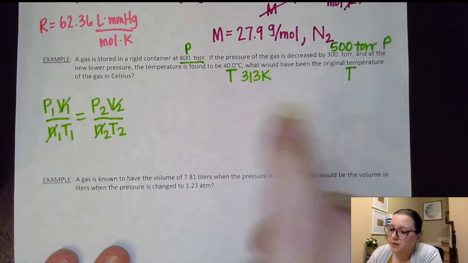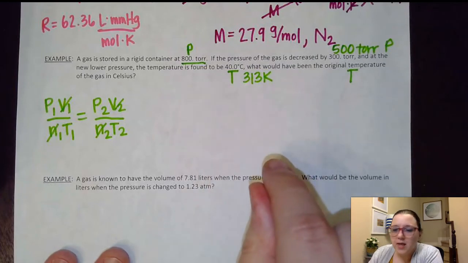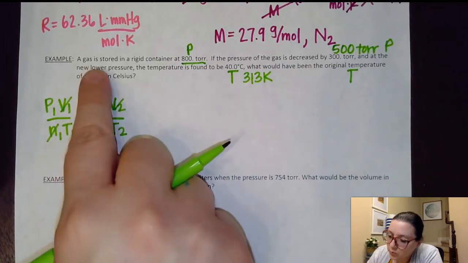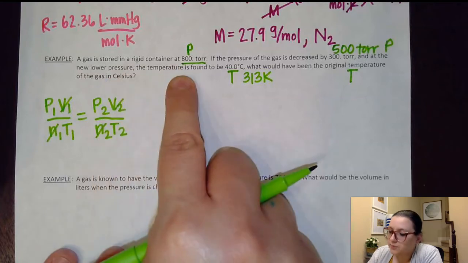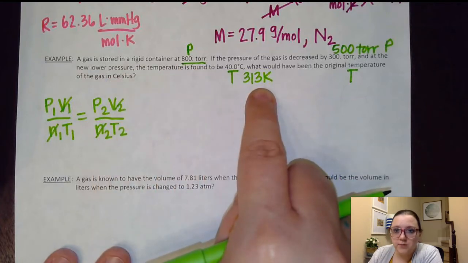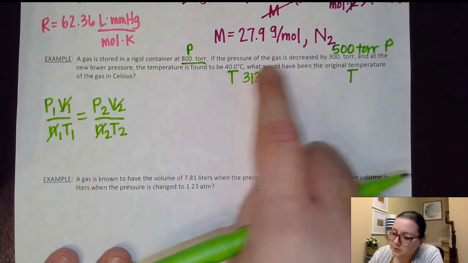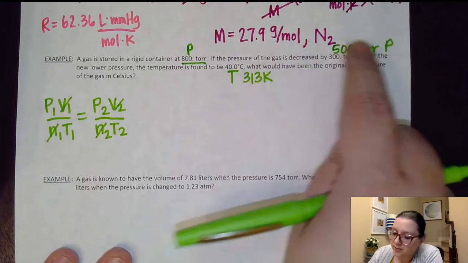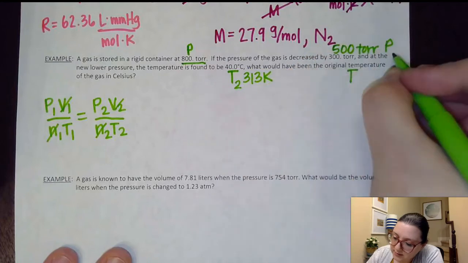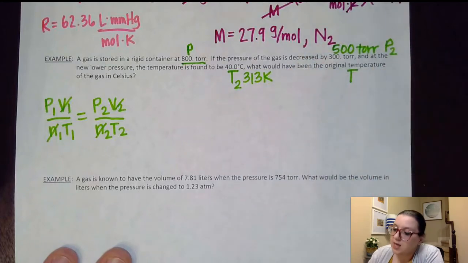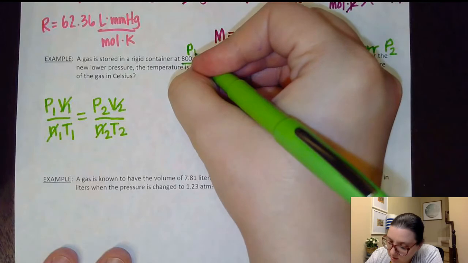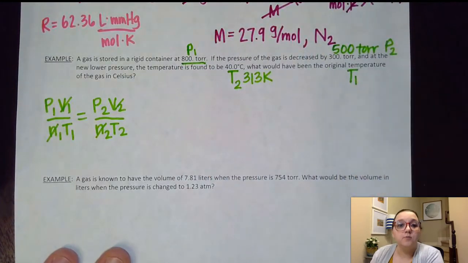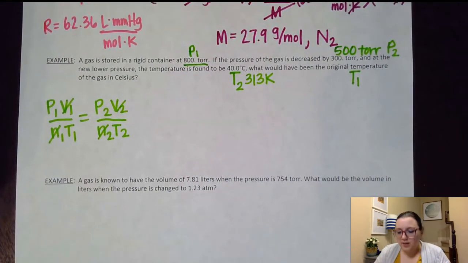But I've got to be really careful what conditions I'm putting together here. It says that at the new lower pressure, the temperature is this 313 Kelvin. So what that means is that this temperature and this pressure need to go together. So I'm going to set those as my second set of conditions, and I'm going to be solving the initial temperature for the initial pressure. So now that I have that all labeled and designated out, my units converted to Kelvin like I need them to be, now I can go ahead and plug in.